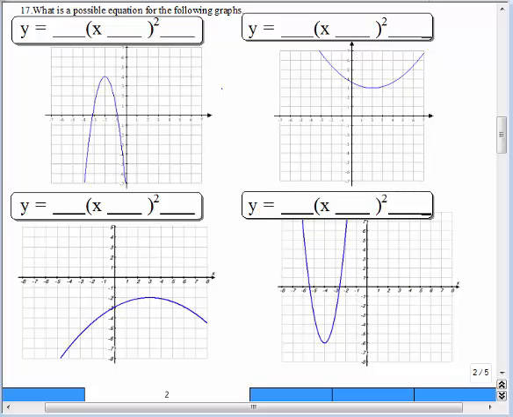Alright, so let's look at these couple examples that we're supposed to do on here. A regular parent graph is supposed to be right here centered at the origin, but this graph has been moved left 2, so let's do that first.